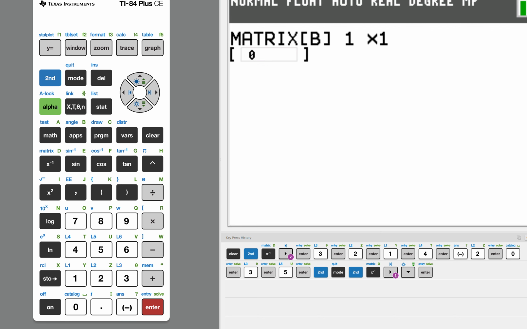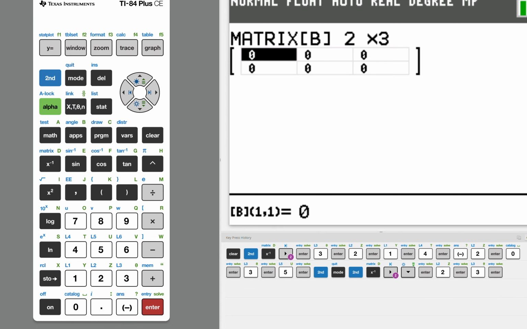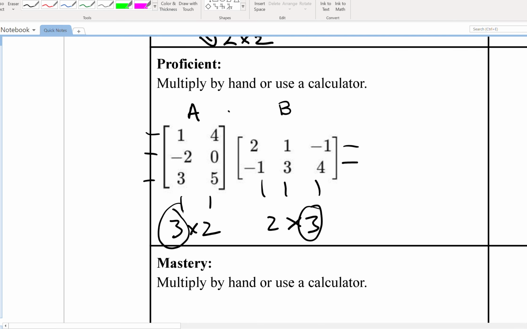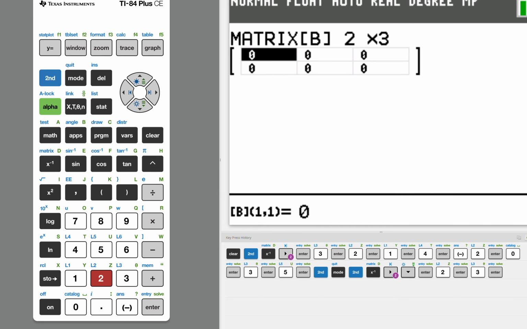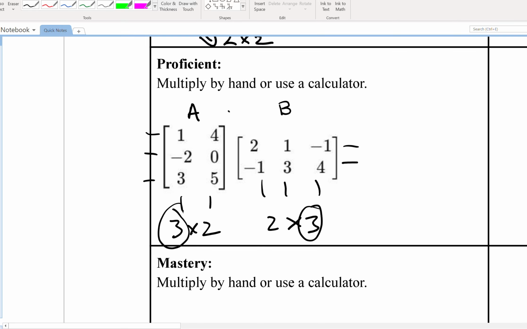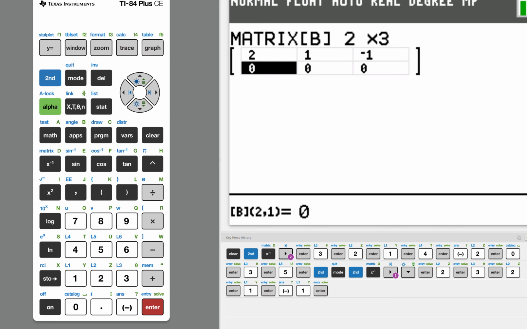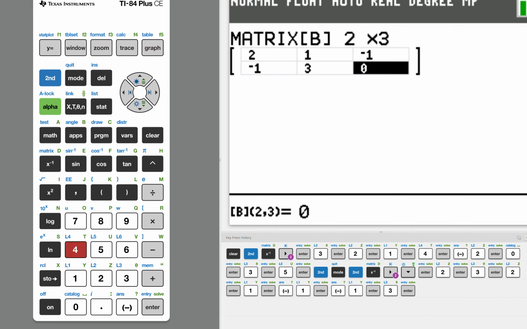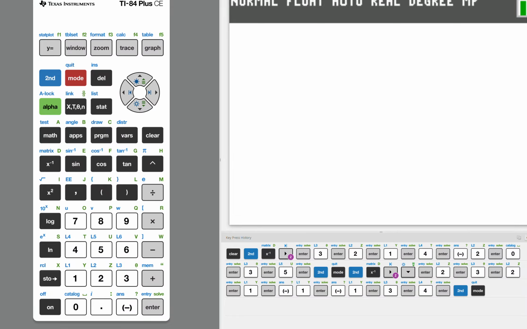I hit 2 by 3. And then 2, 1, negative 1. And the second row is negative 1, 3, 4. And then I'm going to quit, second, mode for quit. And I'm going to do this one more time. I'm just going to multiply these out.